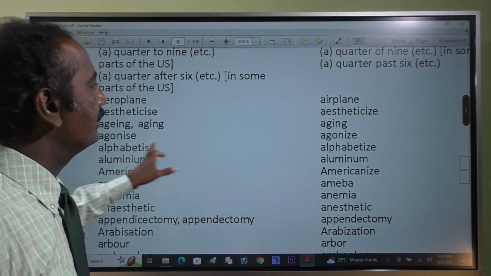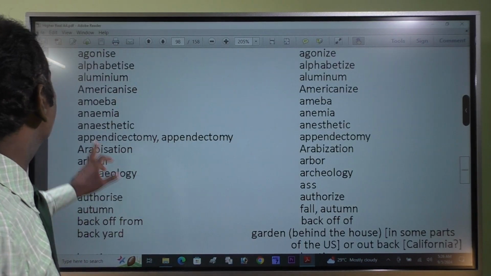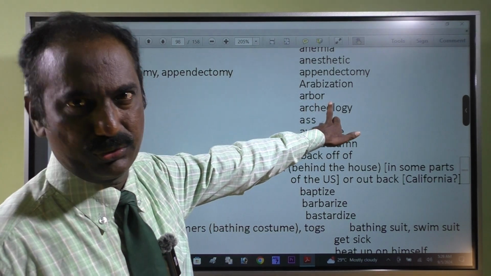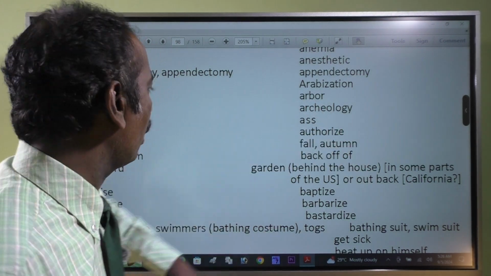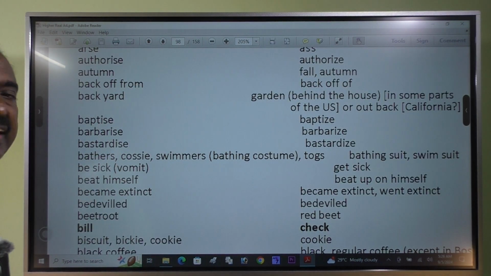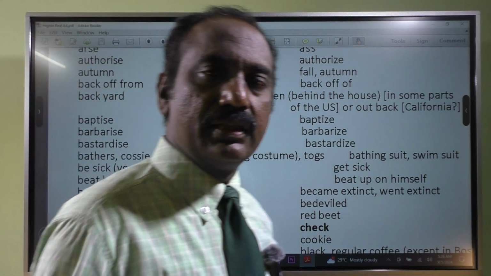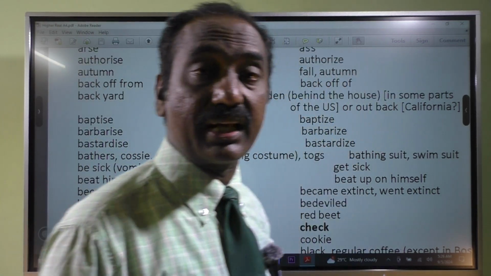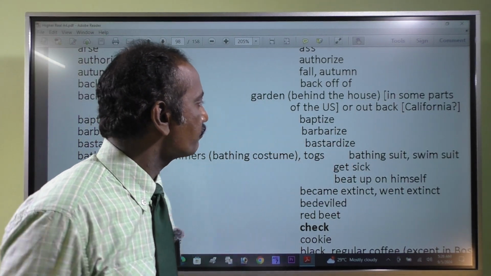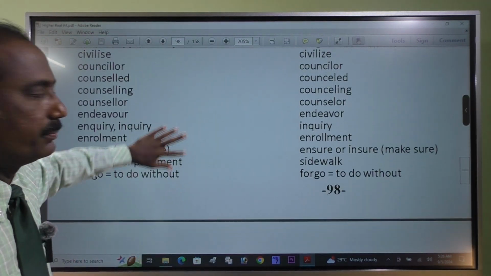And agonize, in that way. Arbor, they avoid you, you know that. Neighbor also say arbor. Baptize, very important word. BAPTISE, baptize for Australia and the Britishers. But Americans say BAPTIZE, baptize. Okay? In that way, you can go through many things.